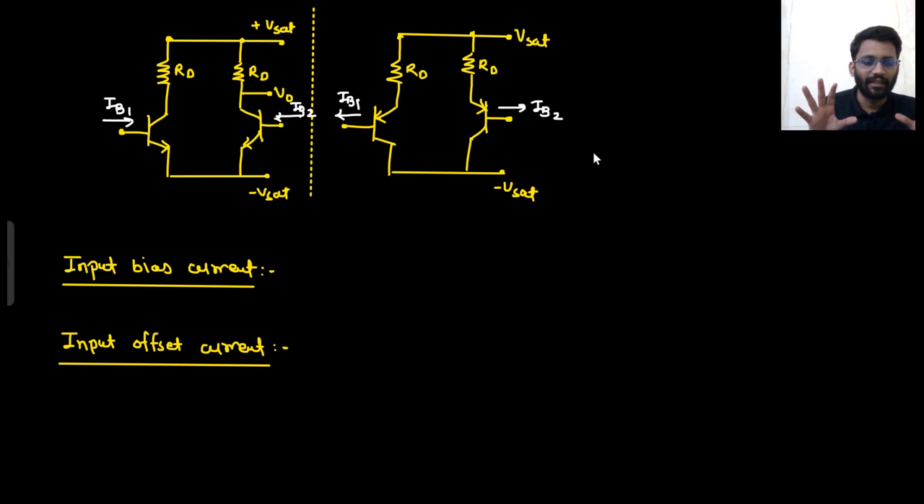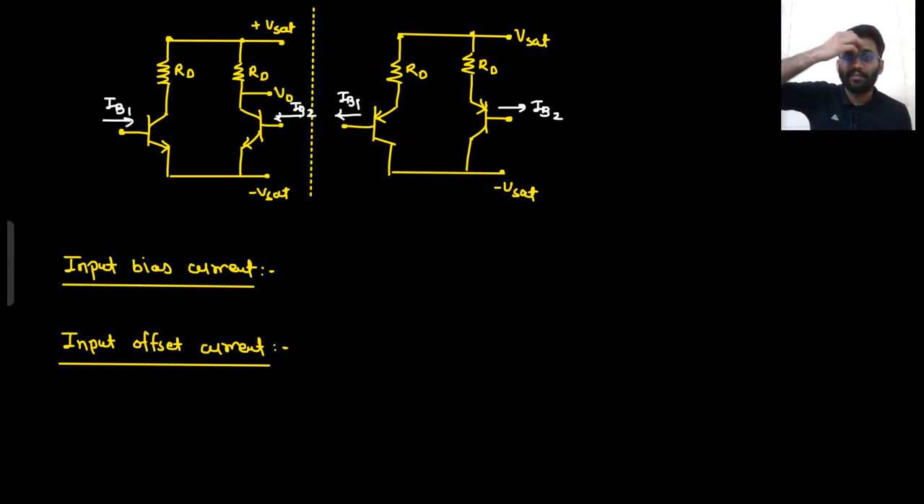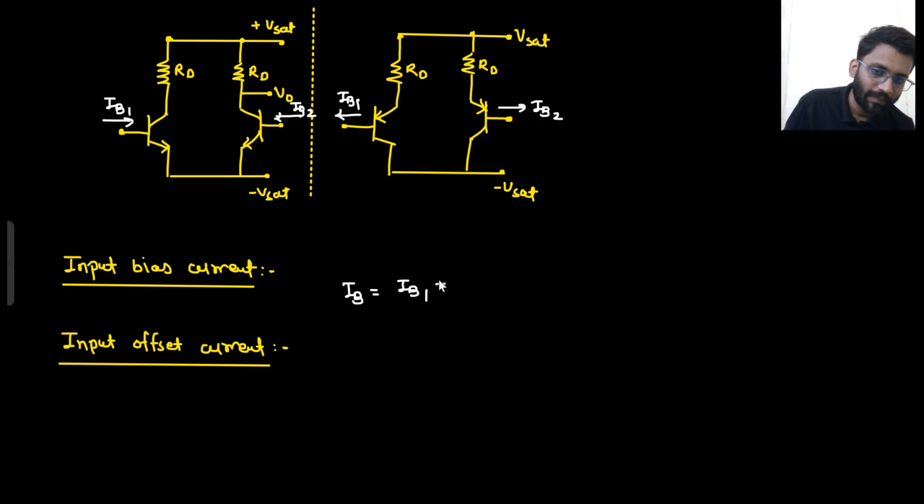The main concern here was that the input side can drive some current. That's it. Now there are these two currents, and the directions can be different as well. It can be inward or outward. So we defined a parameter that we call the input bias current. What is that input bias current? It would be IB1 plus IB2 divided by 2. That's it. Or better, I should write it as IB plus plus IB minus, divided by 2.